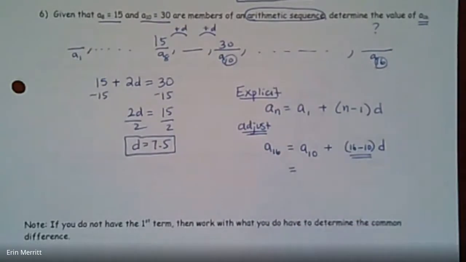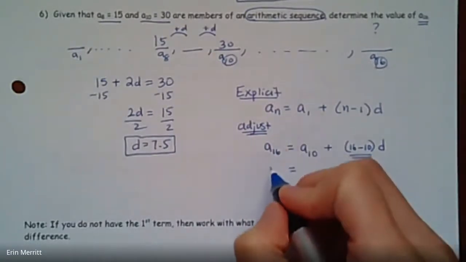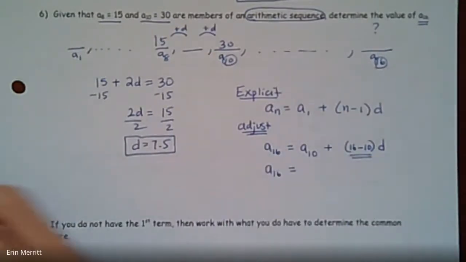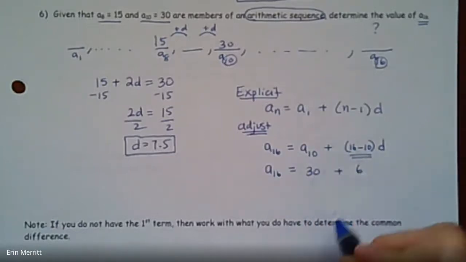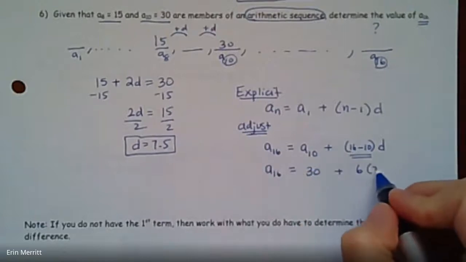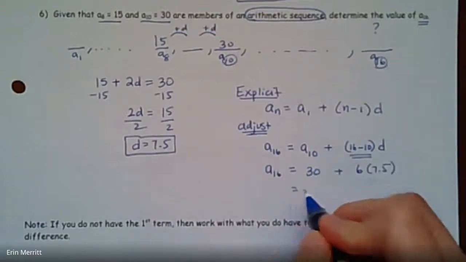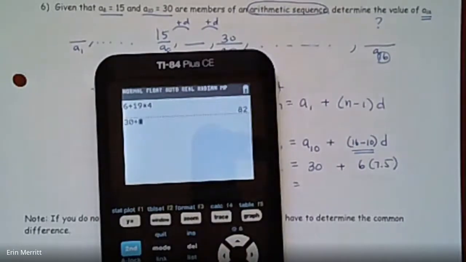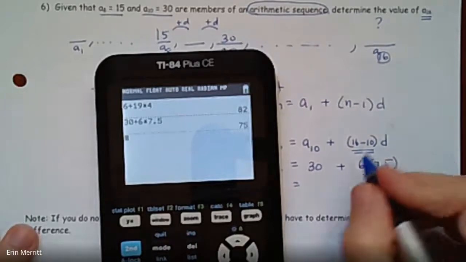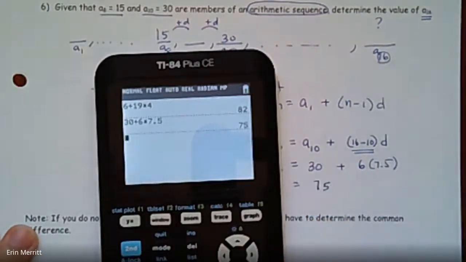So let's fill in what we know. I know it might seem a little strange, but we're looking for this. Right now, we know this number's 30, and we have to add on 6 of those common differences of 7.5. All right, well, let's do it. So let's take 30 and add on 6 times 7.5, and we're saying that that should bring us up to 75 right there.